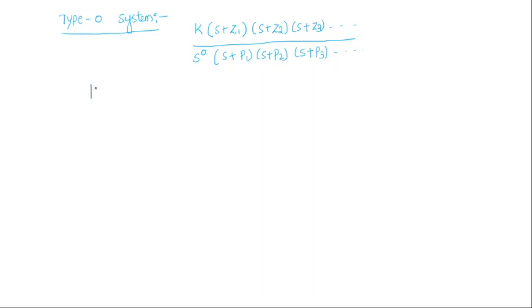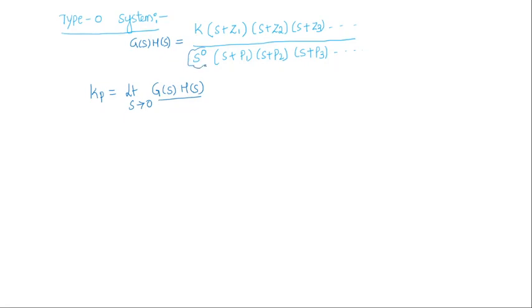So what is the positional error constant? The positional error constant is denoted with K suffix p, that is equal to limit s tends to 0 of G(s) H(s), where G(s) H(s) is nothing but the transfer function. So here we are taking the transfer function G(s) H(s) as K into (s plus z1)(s plus z2)(s plus z3) by s power 0.